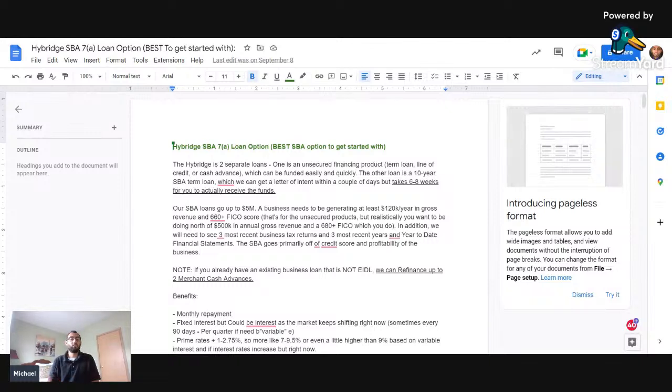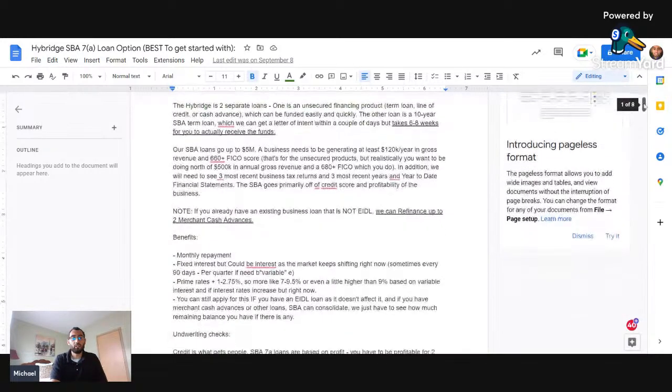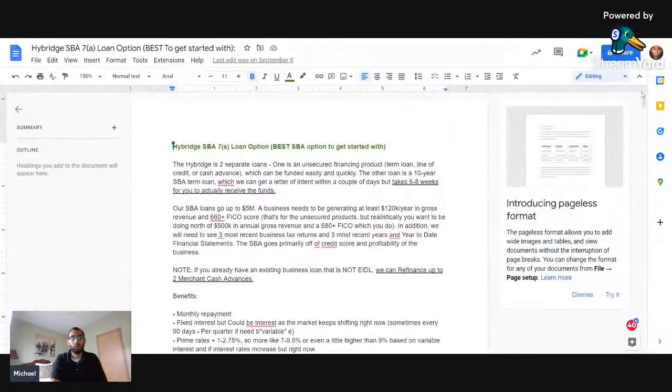One's an unsecured financing product, term loan, line of credit or cash advance, which can be funded easily and quickly. The other loan is a 10-year SBA term loan, which can give a letter of intent within a couple of days, but takes 6 to 8 weeks for you to actually receive your funds. But I'll leave more information of this product down below in the description, and it may make more sense for you if you're looking for above 2+ years and you qualify for like 3+ years. Then perhaps an SBA Express loan, if not a standard loan, may be more beneficial than an unsecured term loan.